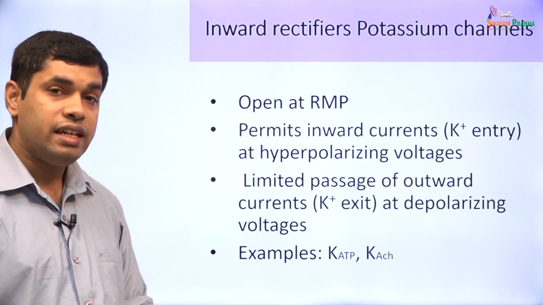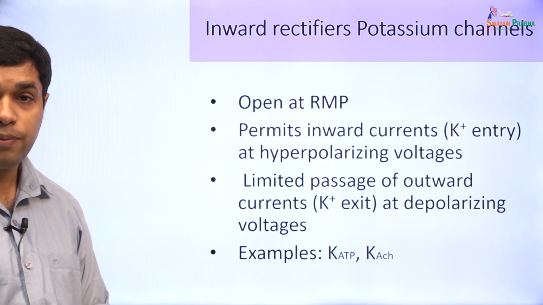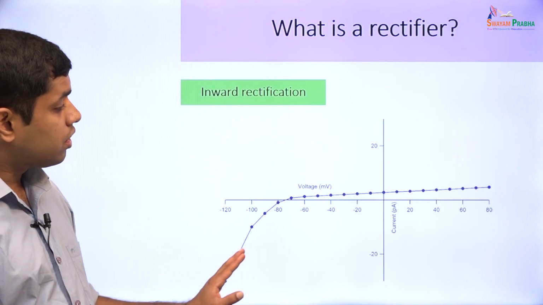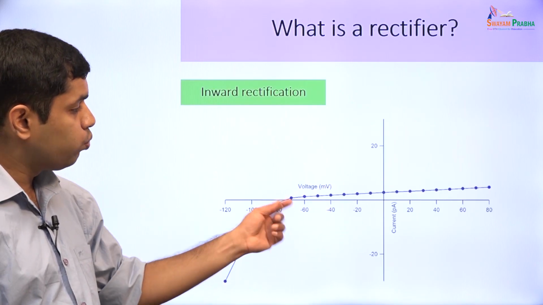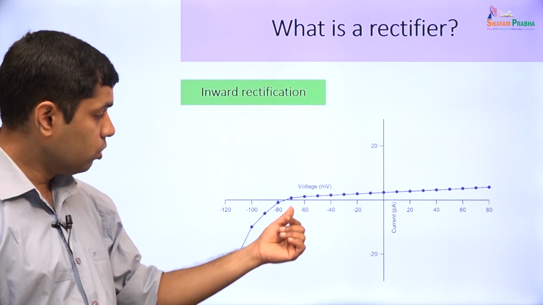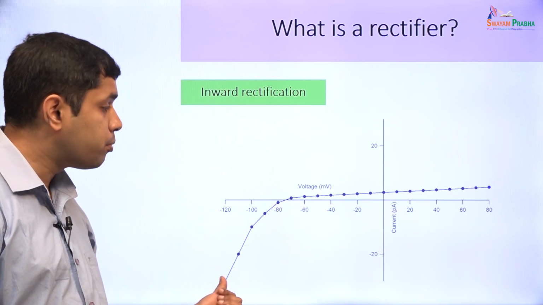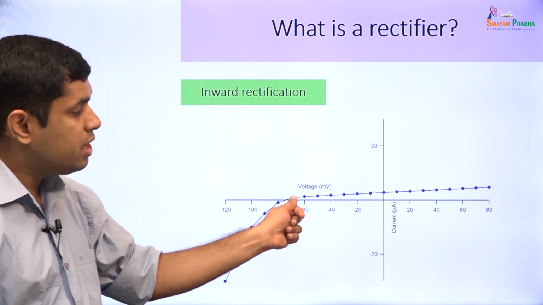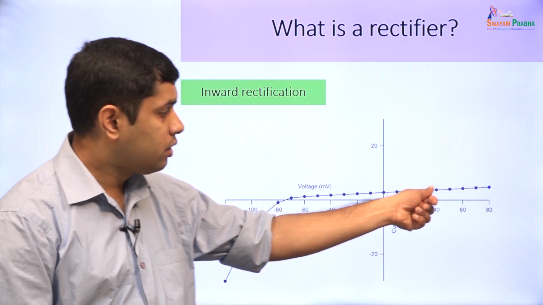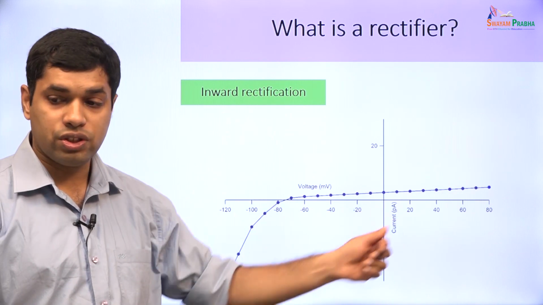Examples, as we said, are the K-ATP channels and the K-ACh channels, and the current voltage profile of such a channel would be something similar to what I've shown you before, where you have an inward current at hyperpolarizing voltages and they may be able to pass a small outward current at depolarizing voltages.